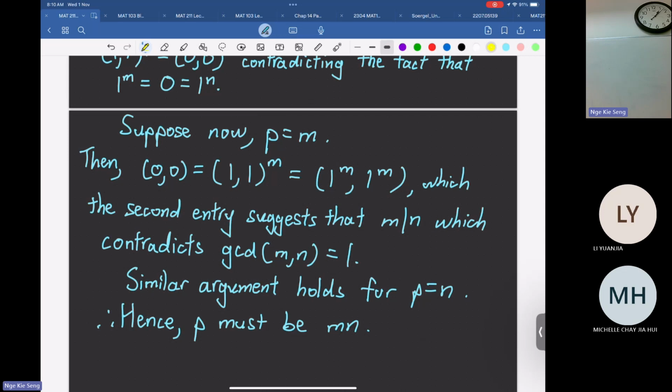Similarly, the same argument works for p equals n. So all the divisors of m don't work, all the divisors of n don't work, 1 doesn't work. Who else can divide them?